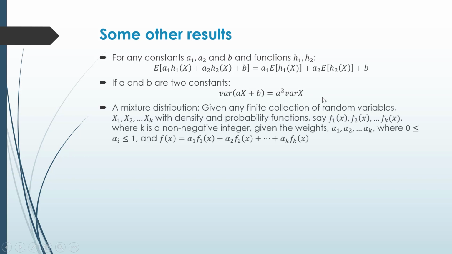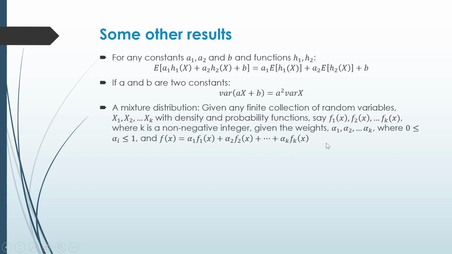Next, a mixture distribution. Given any finite collection of random variables x1, x2 to xk with density and probability functions, say f1 of x, f2 of x to fk of x, where k is a non-negative integer, given the weights alpha 1, alpha 2 to alpha k, where 0 less than alpha i less than or equal to 1, the function f of x is defined as alpha 1 f1 of x plus alpha 2 f2 of x plus dot dot to alpha k fk of x.